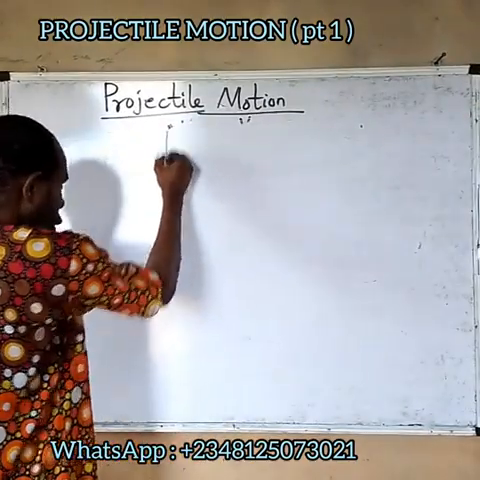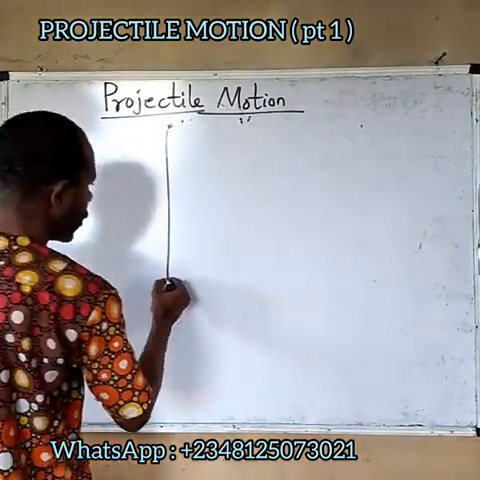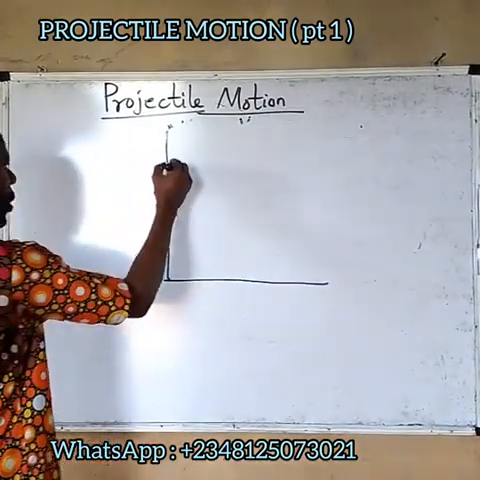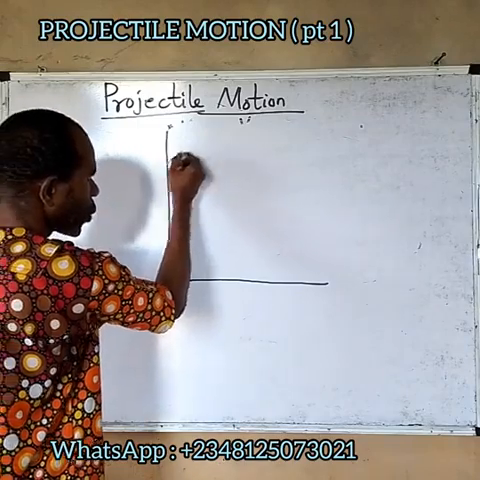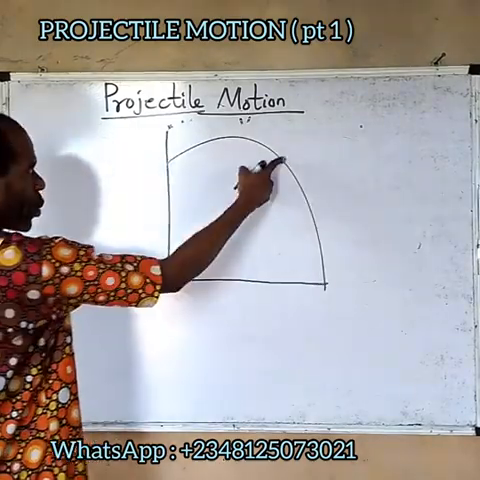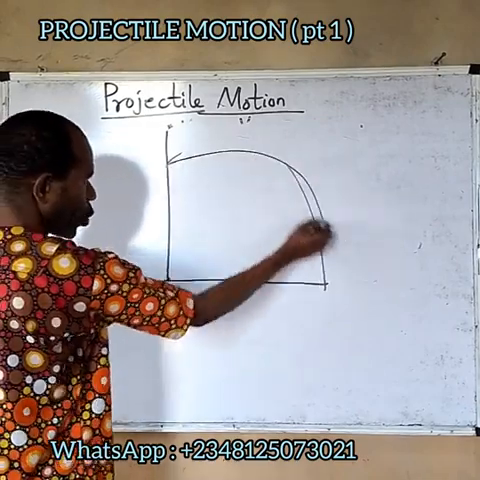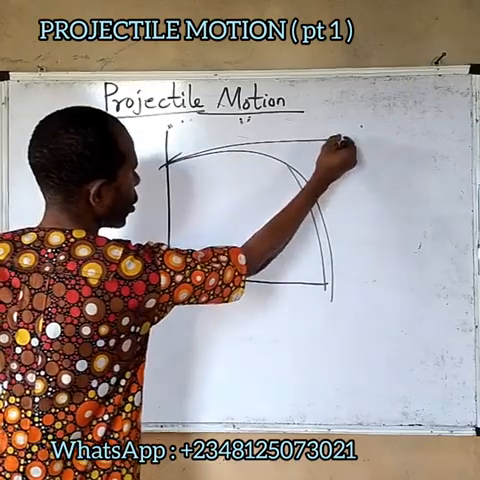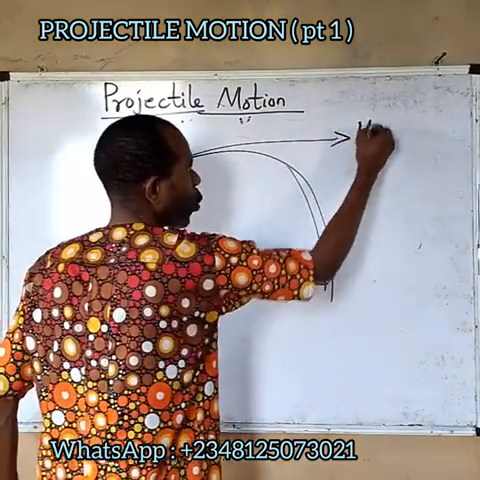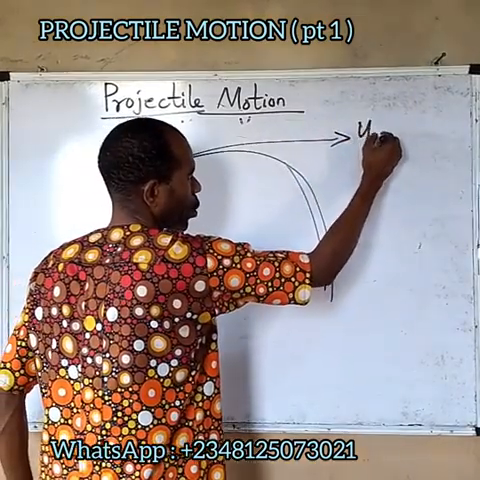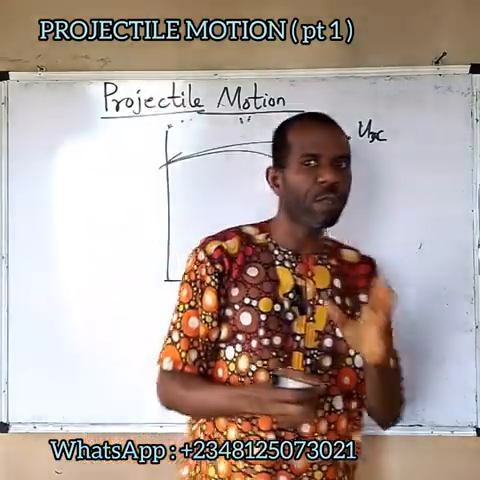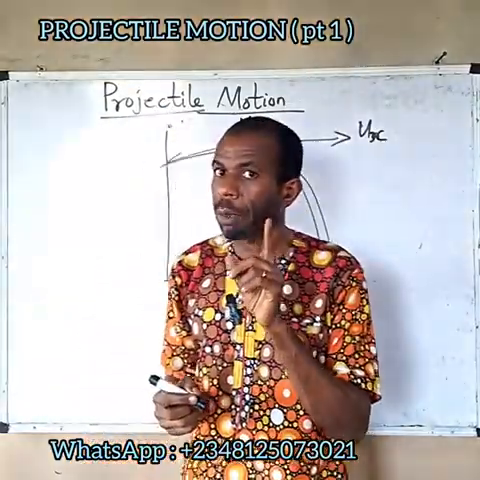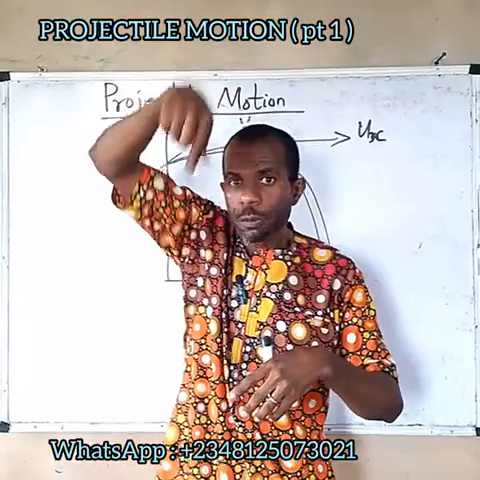Now, if the object was here before, and this is a horizontal plane, now the object is dropped from a height here. Let's assume this is the height. An object is dropped from the height with an initial velocity, and this is called horizontal projection. This velocity is not a vertical component of the velocity, okay? Because it is dropped from a height.